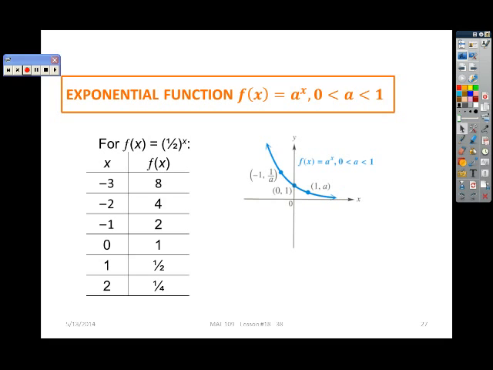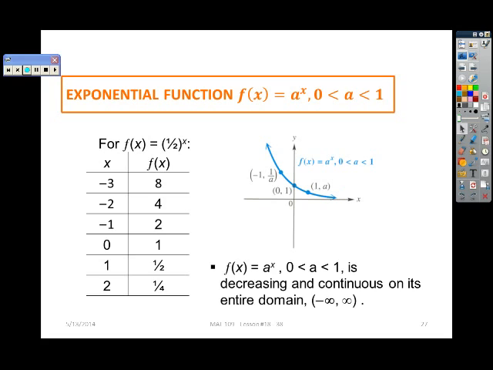And just like before, this function is going to go through the point 0, 1. It's going to go through the point minus 1 and 1 over a, and it's going to go through the point 1, a. So it doesn't matter what a is. It's always going to go through those points. A between 0 and 1, decreasing function. It's continuous. The domain is, again, minus infinity to infinity, range 0 to infinity.